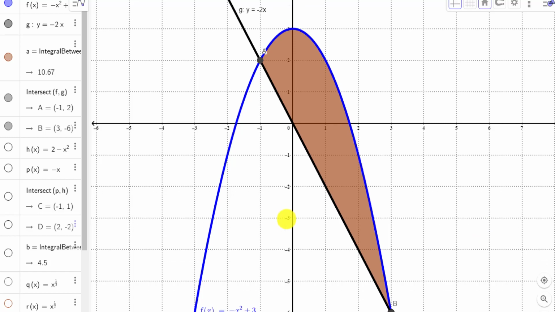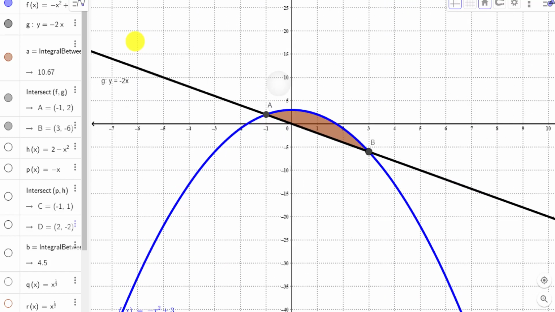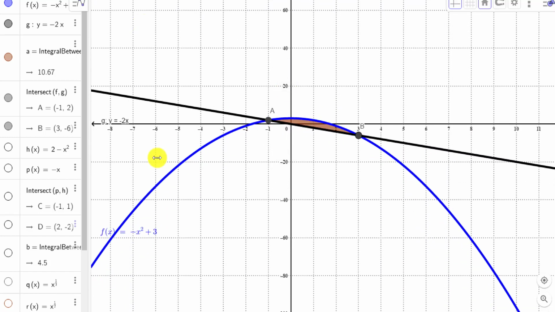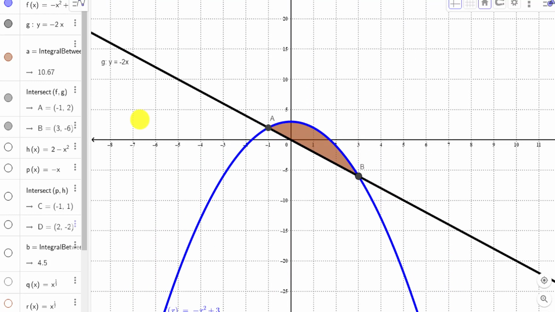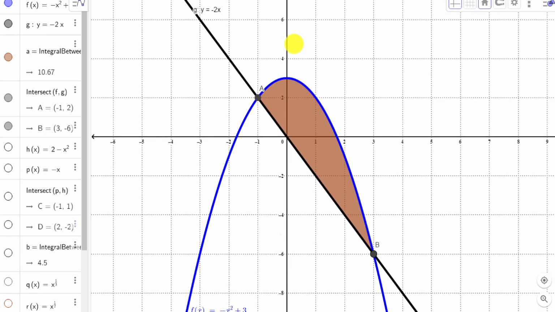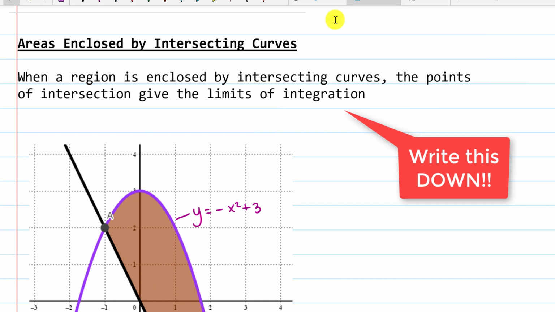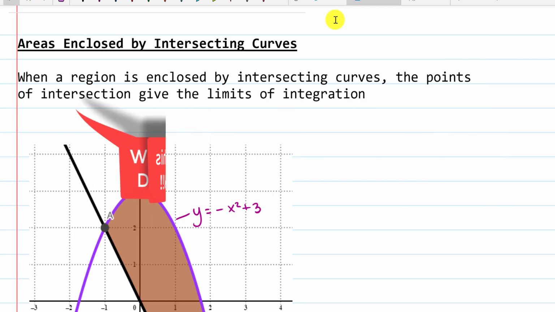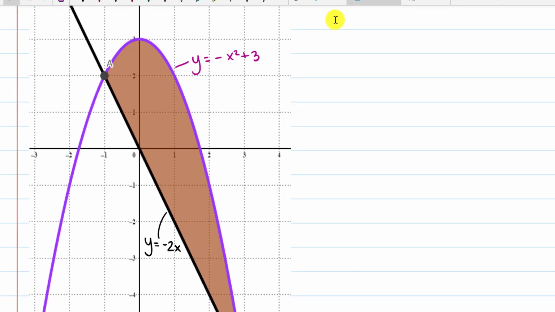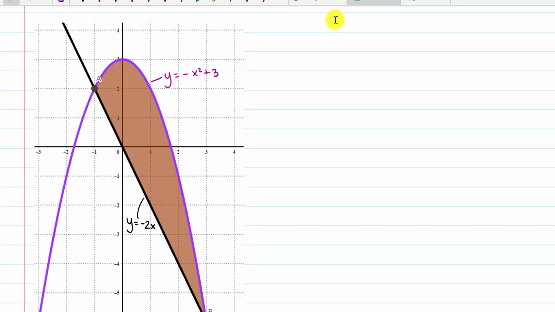The idea here is that we're going to shrink down the y-axis and integrate between these two a and b x values. Now, of course, the graph still exists like this, I just made the window different. Areas enclosed by intersecting curves. When a region is enclosed by intersecting curves, the points of intersection give the limits of integration. So what we're going to do is solve for this a value and b value in order to determine our limits of integration.